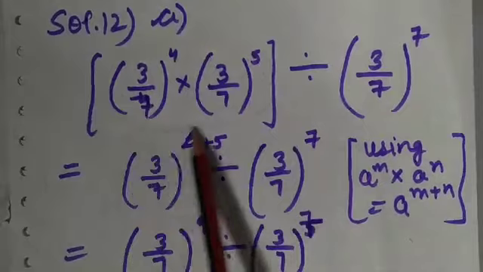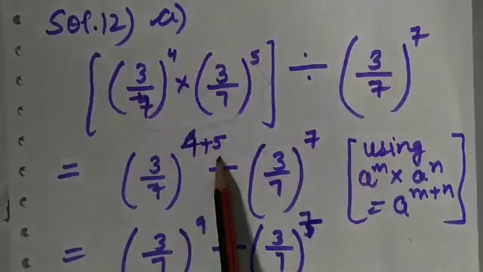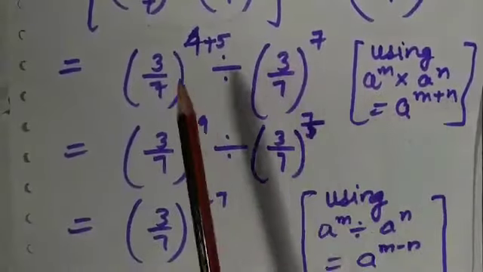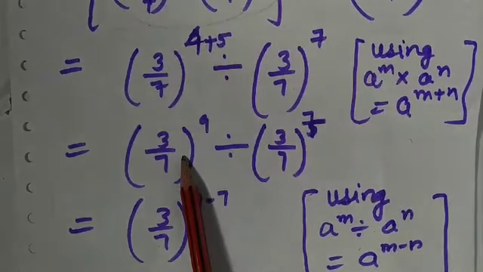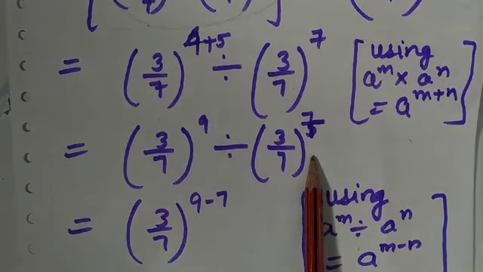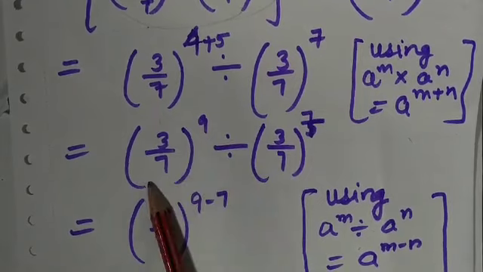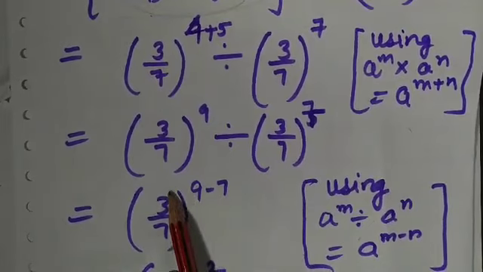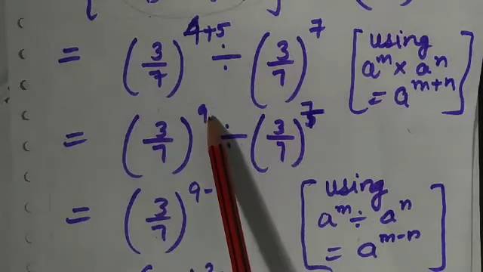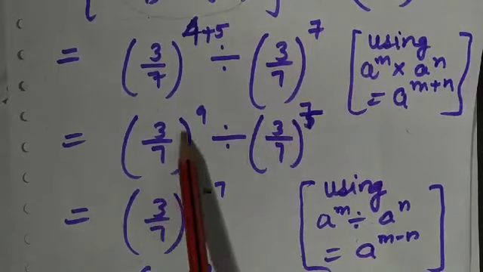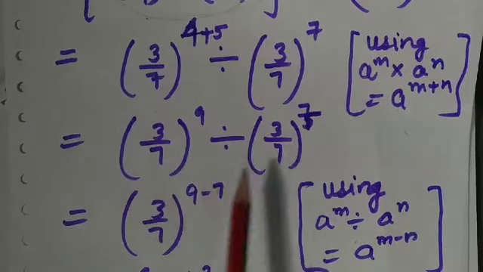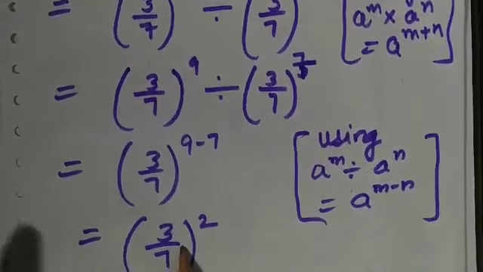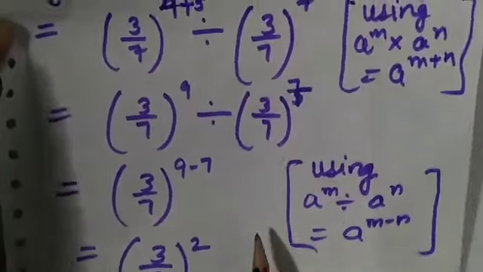Okay, I have just solved this expression. Bases are same, so the powers get added. Now the next step: I have added the powers. So (3/7) to the power 4 plus 5 is 9, divided by (3/7) raised to the power 7. Here also the bases are same and we have division in between, so the powers get subtracted. So it will be (3/7) to the power 9 minus 7, because powers get subtracted when we have two exponential numbers, we are dividing them, and they have same base. Now the powers get subtracted, so our answer will be (3/7) whole raised to the power 2.